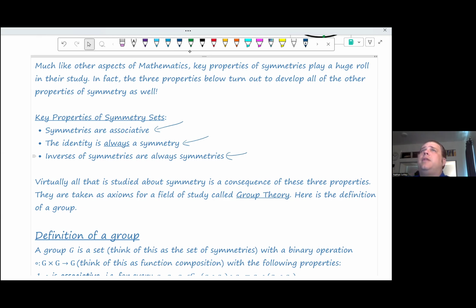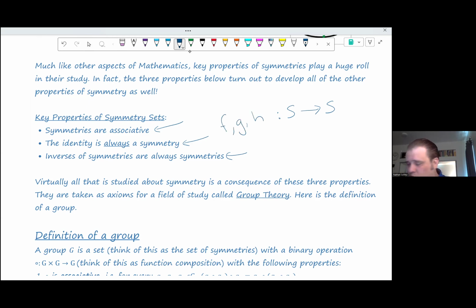If you remember that these are permutations, so they're all invertible functions from sets to themselves. Let's imagine F and G are symmetries on my set. So these are invertible functions from a set to itself that preserve structure. I need three functions for associativity. Excuse me, F, G, and H. So these are all functions from a set to itself. And then the composition, which means do one symmetry and then do another symmetry and then another symmetry.